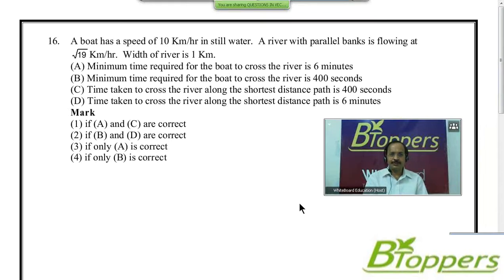That means in this question, you have to find the minimum time required to cross the river, and also the time taken to cross the river along the shortest distance path. That means this problem is a combination of the first two special cases which I have discussed in the boat crossing the river. But still look at the solution of the problem.